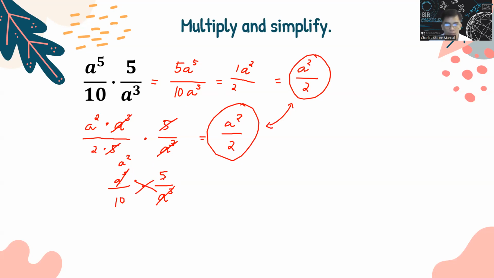And also itong dalawa, 5 and 10, they both have common factor na 5. So itong 5 makakancel, and 10 over 5 is equal to 2. So na-cancel na yung second expression. Yung natitirang values na lang is a squared and 2 sa denominator. So pare-parehas lang yung nakuha nating sagot. And that is up to you kung ano yung gusto nyong gamitin na solution.